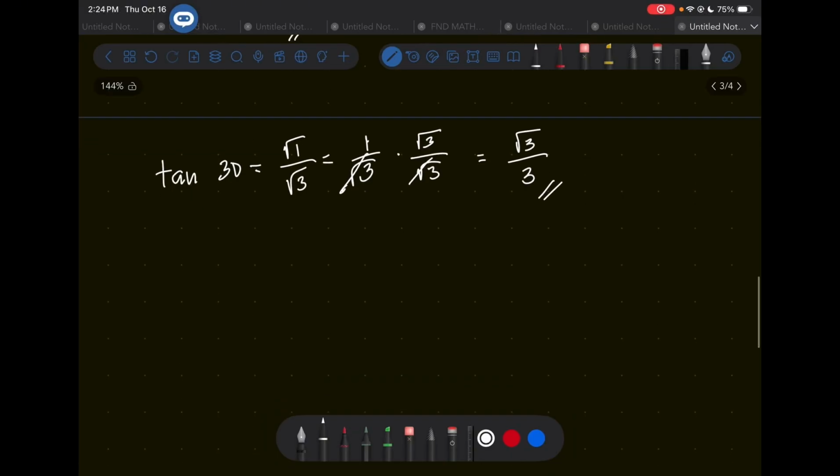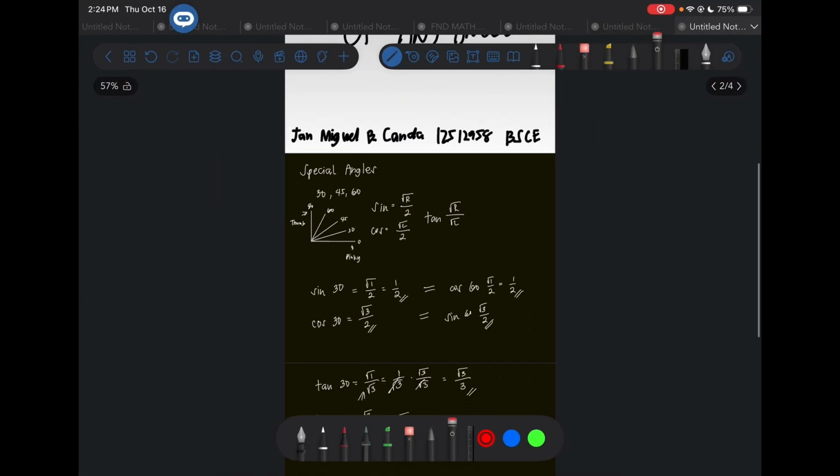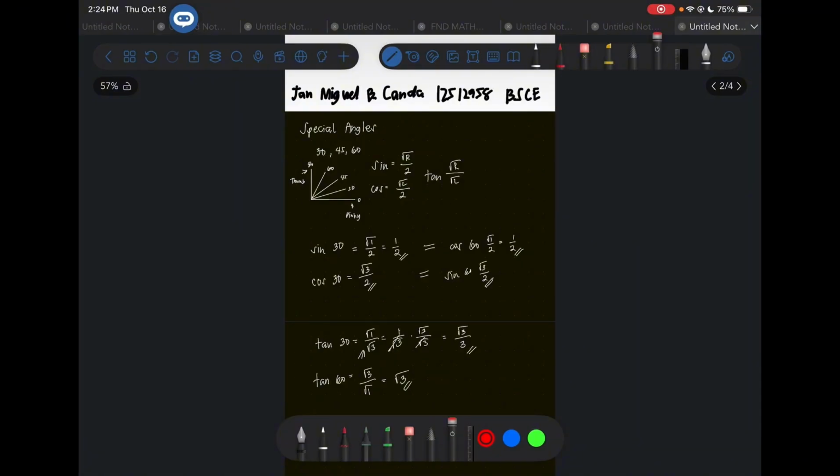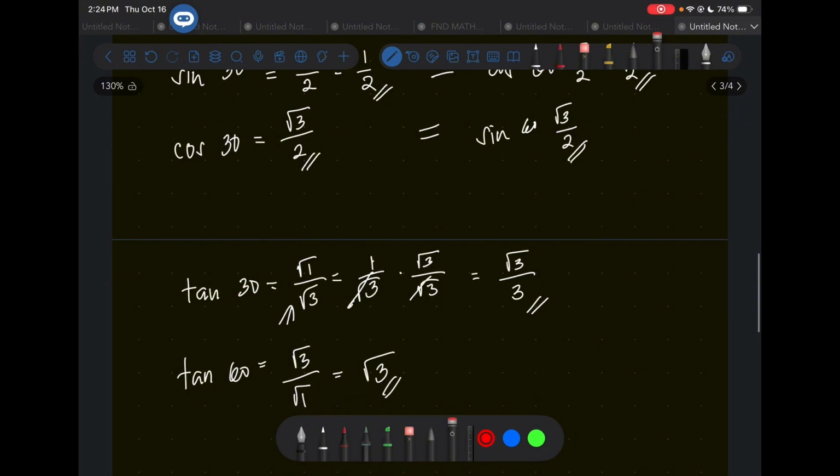Now what about tan 60? That's just somewhat the inverse of this one. So it's going to be square root of 3 over square root of 1, or simply square root of 3. Because look, in 60, I'm going to zoom out a little bit. Tan 60 is square root of right over left. This is your 60, and how many fingers do you have on your right? 3. I have 3 fingers here, and then 1 finger here. That's why it's square root of 3 over square root of 1.